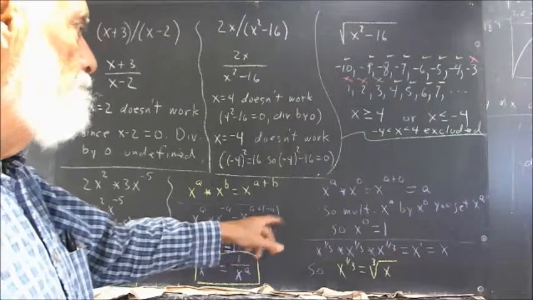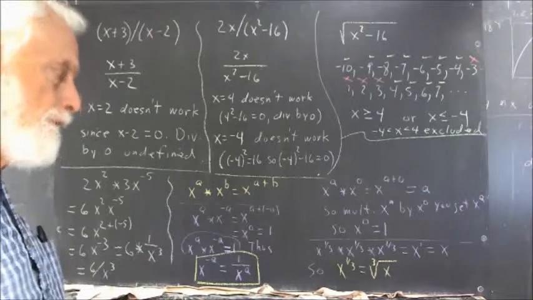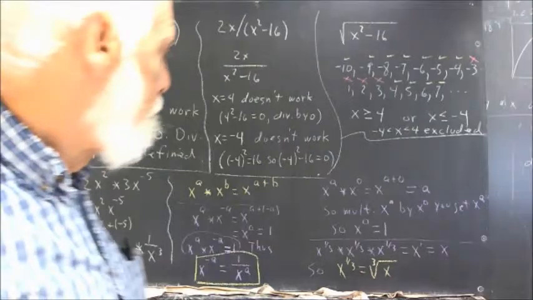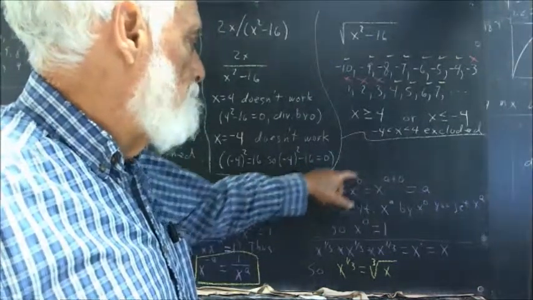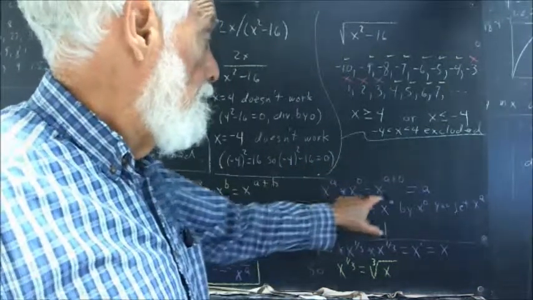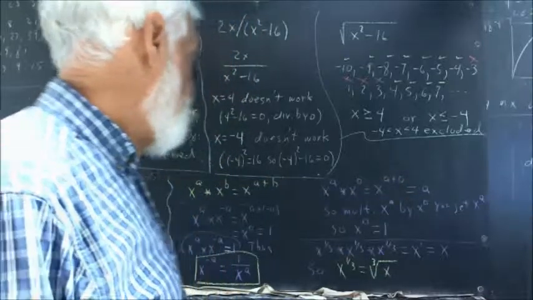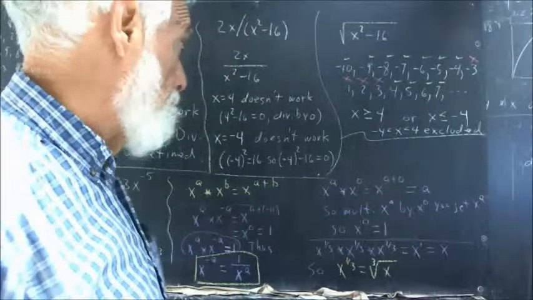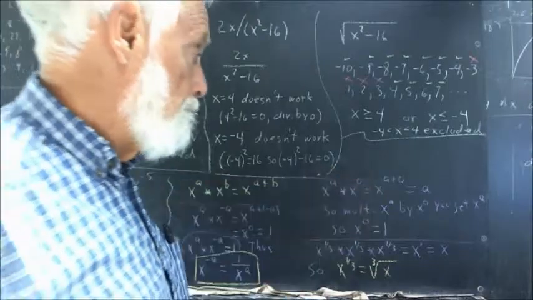Why does x to the 0 equal 1? Well, x to the 0 equals 1 because x to the a times x to the 0 should equal x to the a plus 0 by this rule again. If we accept this rule, we've got to accept this.